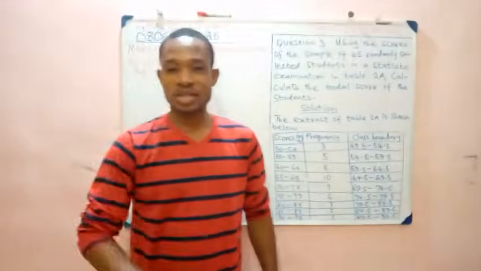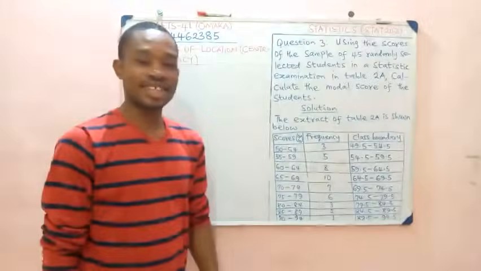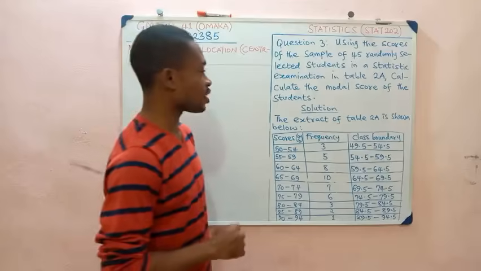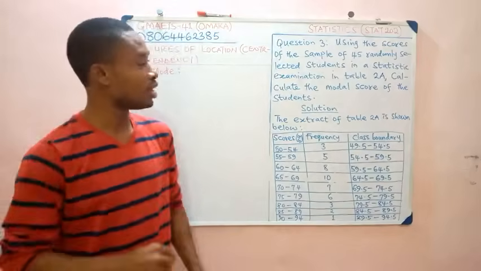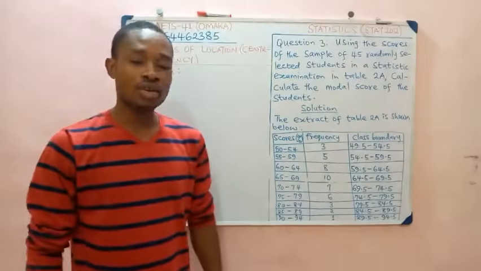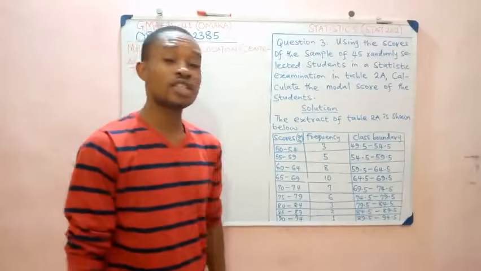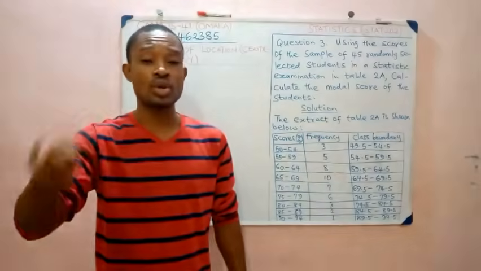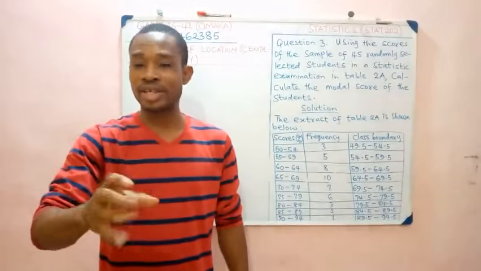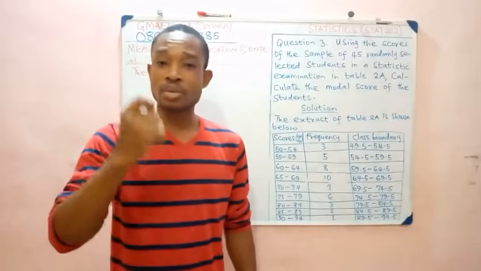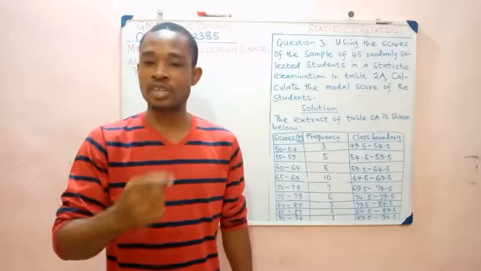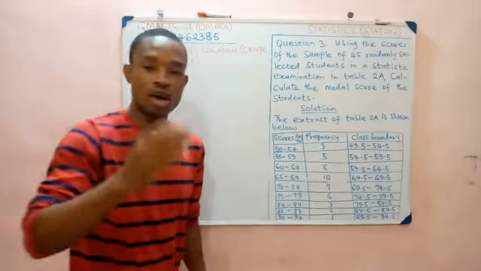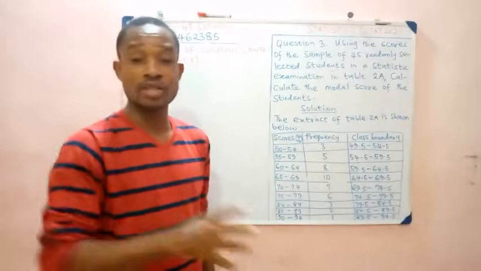Now we have this question on the board. Let's look at it together and then solve. Using the scores of the sample of 45 randomly selected students in a statistics examination in table 2A, calculate the modal score of the students. Alright, so this question is based on table 2A. We'll recall that we already established this table 2A previously. So for this problem, I just extracted the columns we need to calculate the mode.